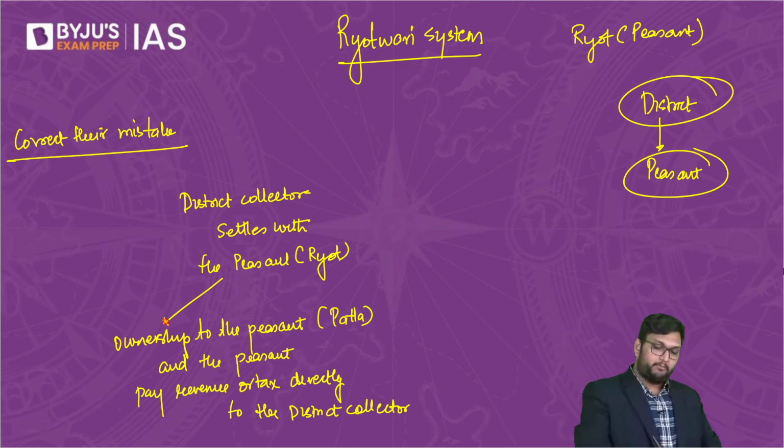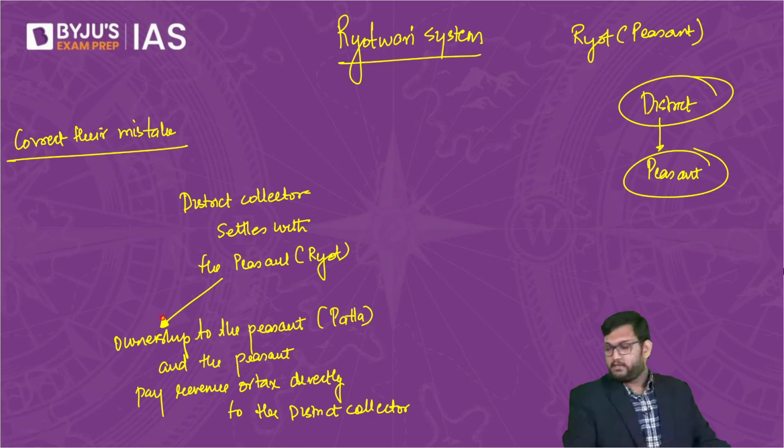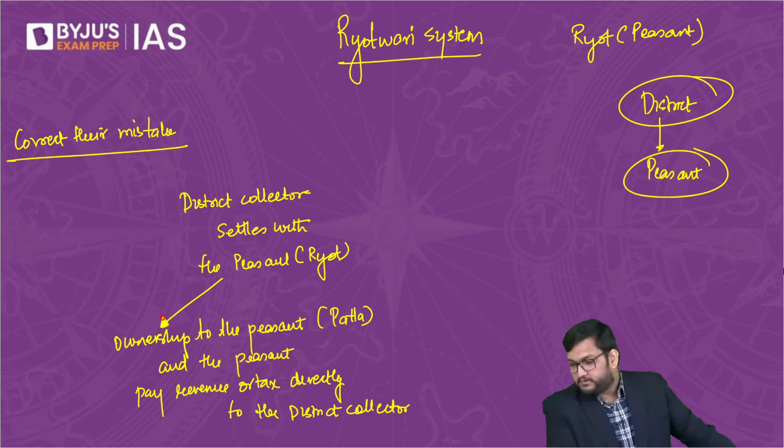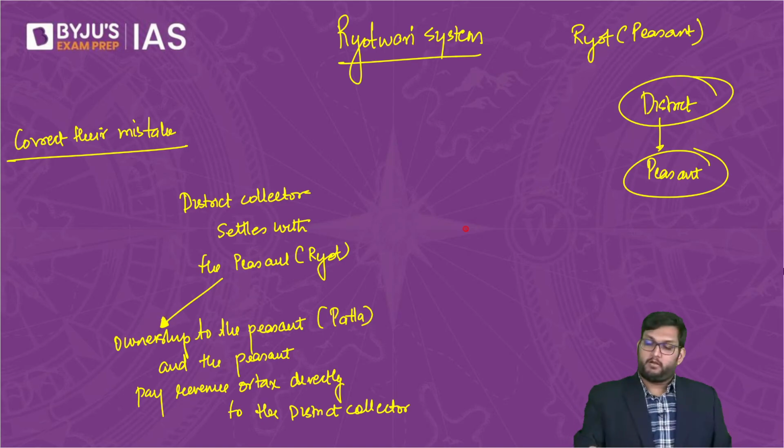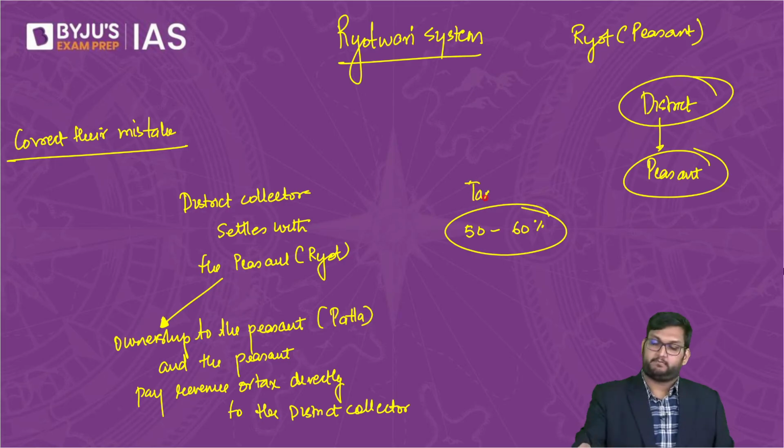Is this system better? Or for the democratic citizen of India, does it sound better? It sounds better. Very good, but it's about how much is the rate, and still the issue remains the same, which is, will you over assess or not? So the rate which was decided here was 50 to 60%. This is the tax rate.